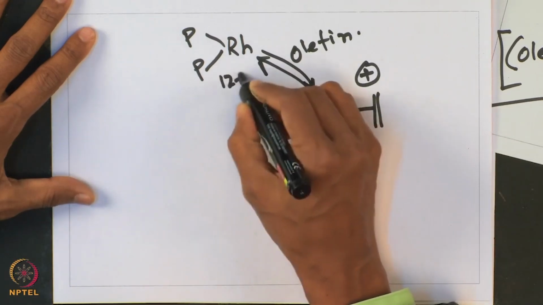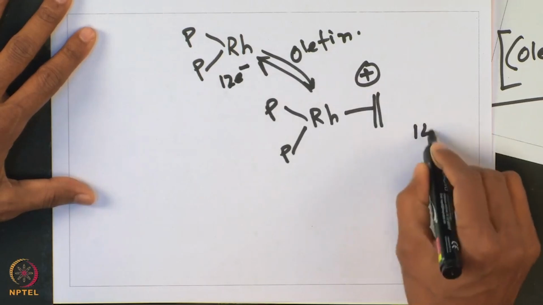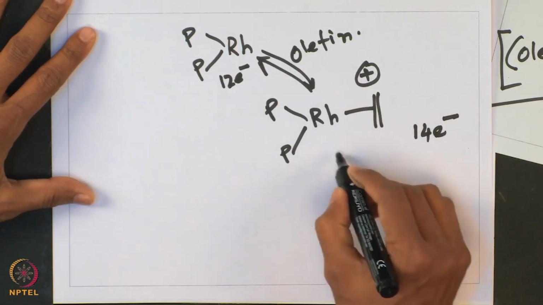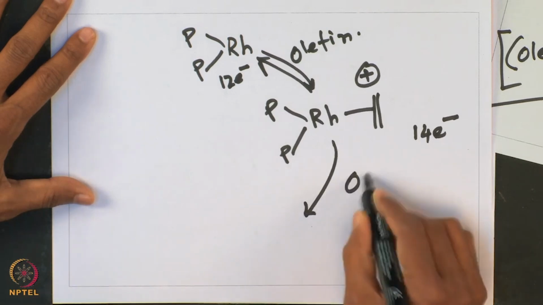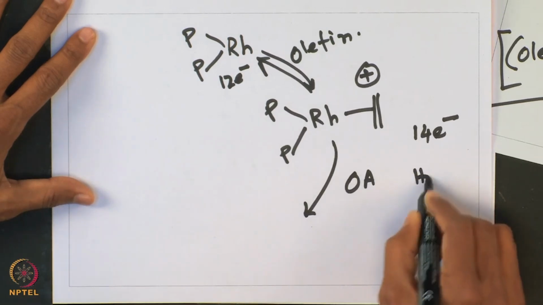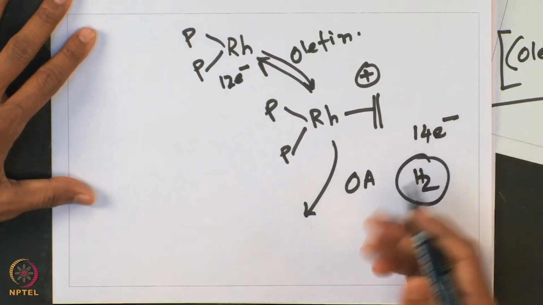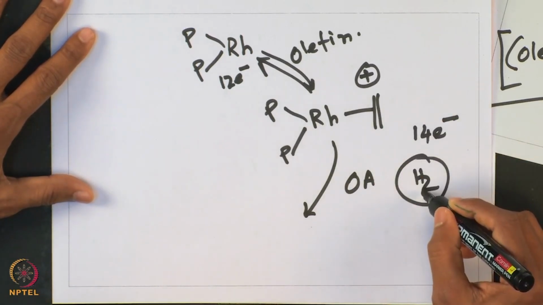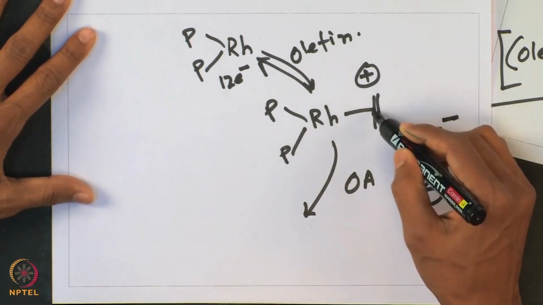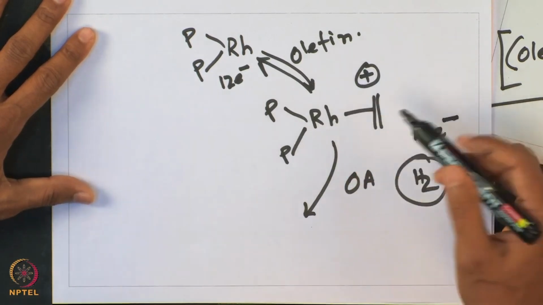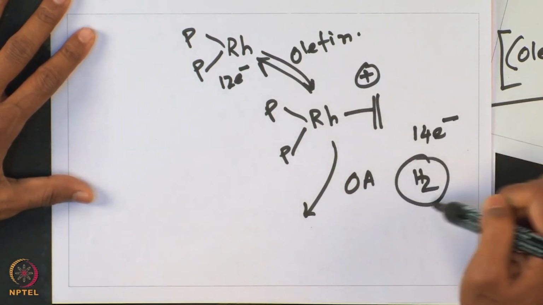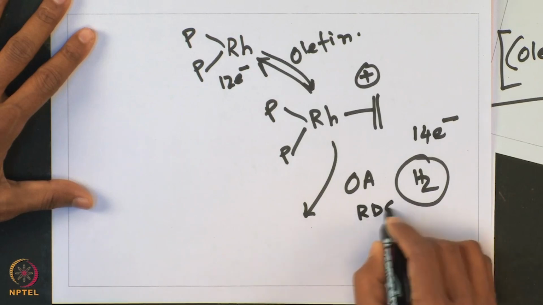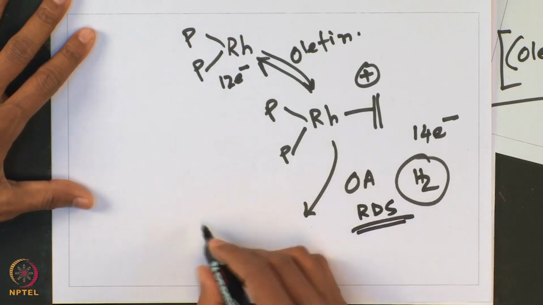This was a 12 electron species. Now upon olefin binding it becomes a 14 electron species. From here oxidative addition with hydrogen occurs. So these are hydrogenation reactions. You start with an olefin as a substrate and hydrogen as the other substrate. Olefin coordination occurs first. This is the Strock-Osborne catalyst we are discussing, and then oxidative addition with hydrogen happens, and it was found to be the rate determining step.